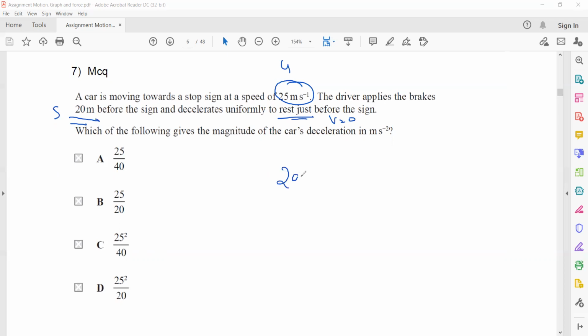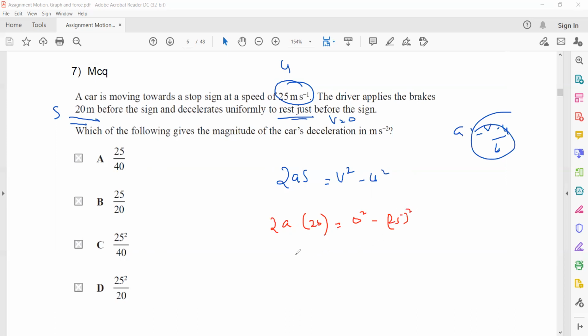So we have the formula 2as equals v square minus u square. Why are we using this formula? Because the time is not given. If we use a equals v minus u over t, we don't have the time, that's why we cannot use this formula. So to find the deceleration, the distance is 20, the final speed is 0, and the initial speed is 25.